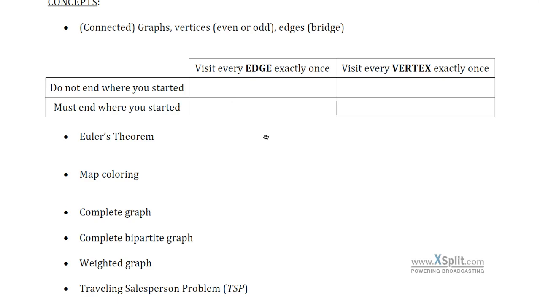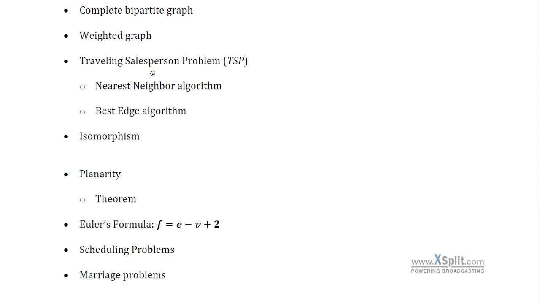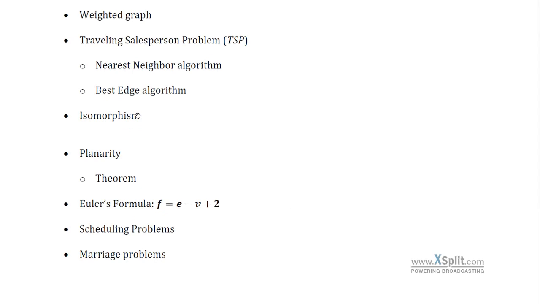We looked at Euler's theorem, map coloring, complete graphs, complete bipartite graphs, which are like the K5 and the K33 graphs, etc. Weighted graphs with the traveling salesperson problem. We looked at a couple of algorithms there. We looked at isomorphism, where two graphs are essentially the same thing, and planarity, the theorem behind planarity, when it can be planar or not, if it contains a K5 or a K33 or not. And then we looked at Euler's formula briefly and some scheduling and stable marriage problems. So we did quite a bit of stuff throughout this section.